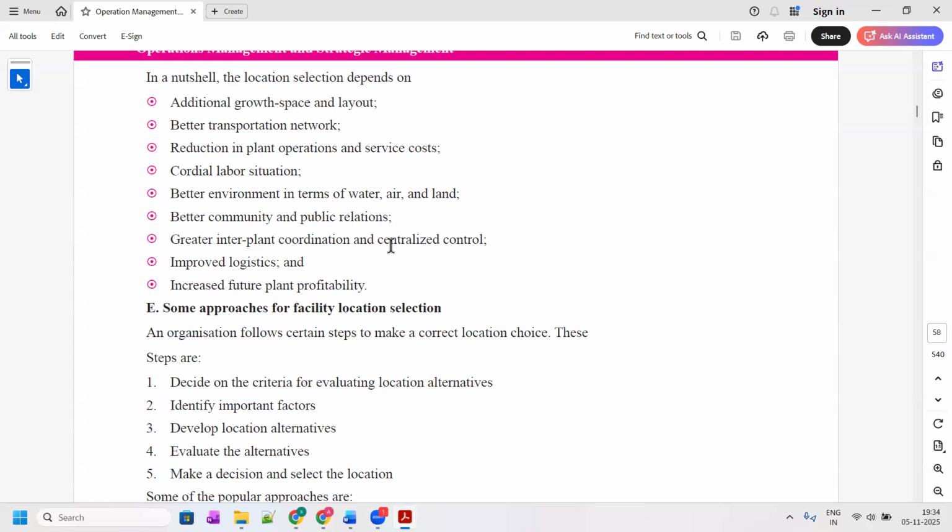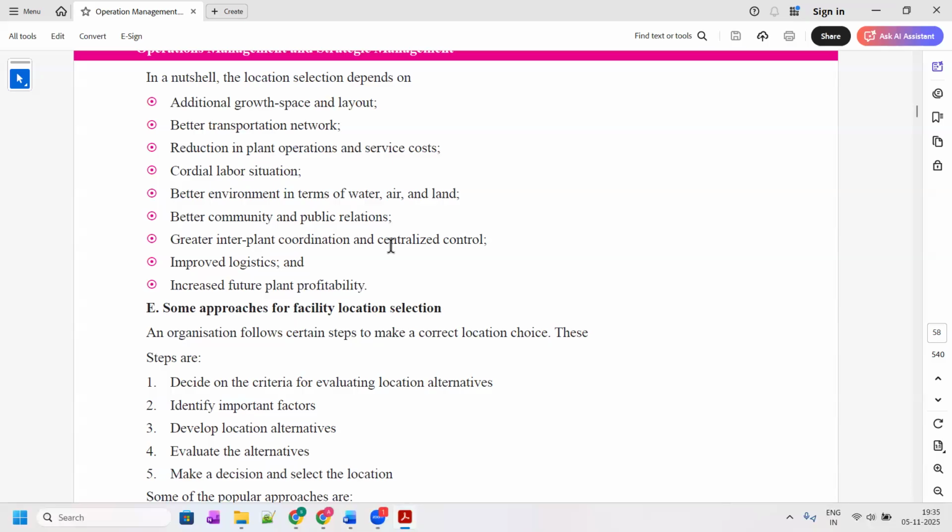So to maintain an appropriate distance from the end consumer, taking a trade-off between the cost and the customer satisfaction is what many companies want. They don't want to be too far away from the end consumer.